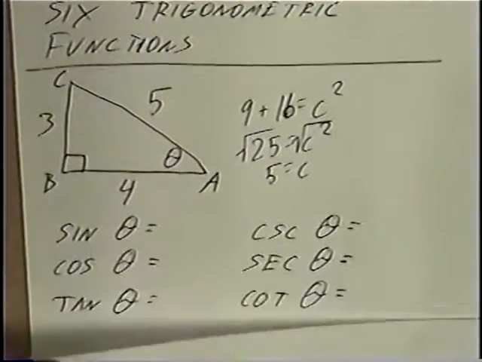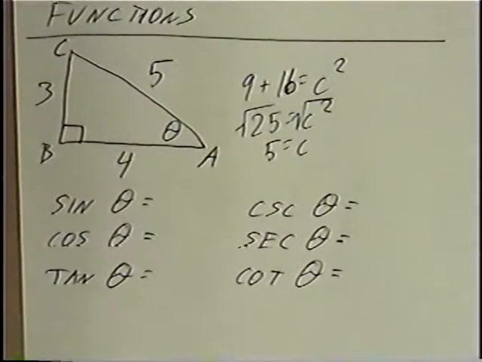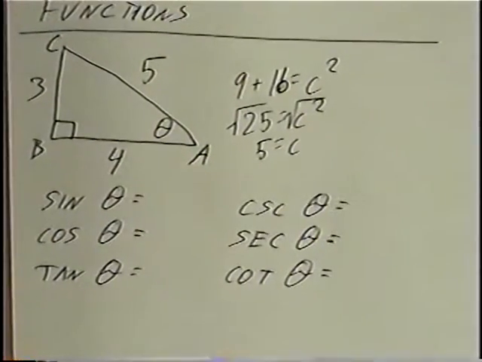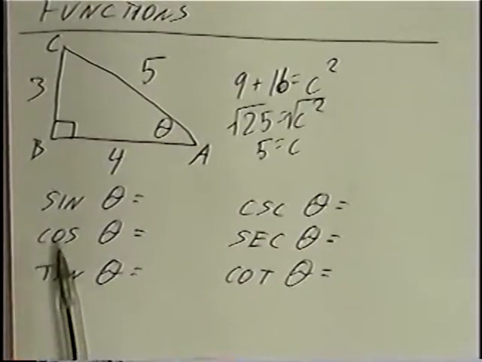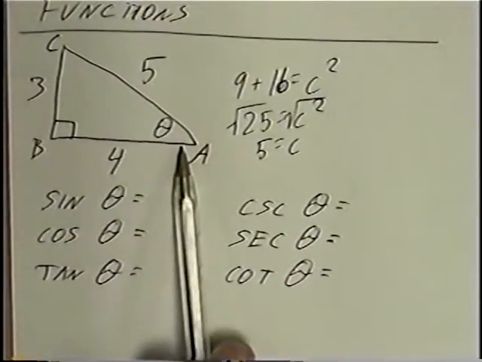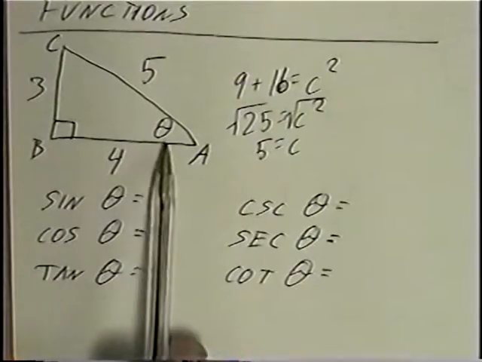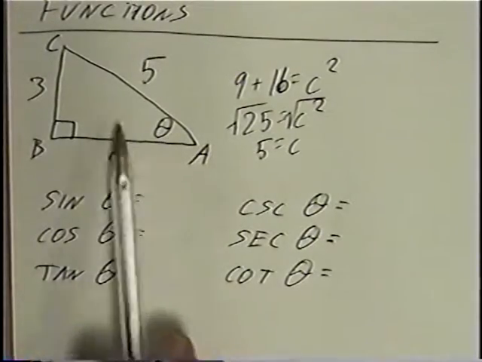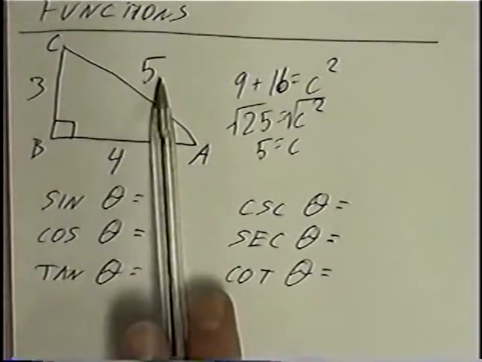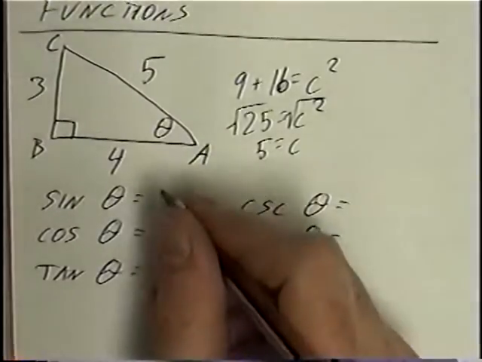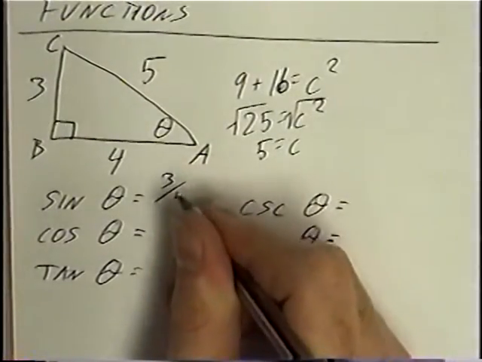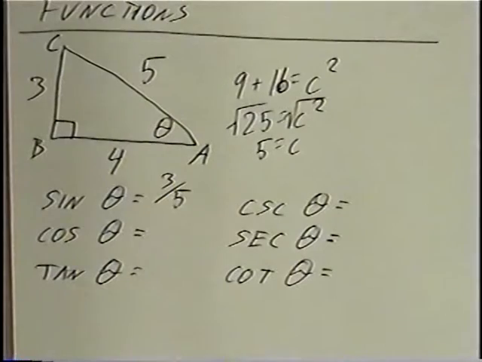From here, we can find the six trig functions. The six trig functions again are sine, cosine, and tangent, and also cosecant, secant, and cotangent. If you remember from previous math classes, sine of theta, sine is opposite over hypotenuse. So using the angle theta, opposite would be 3, and the hypotenuse would be 5. So the sine of theta would be 3 over 5, or 3/5.